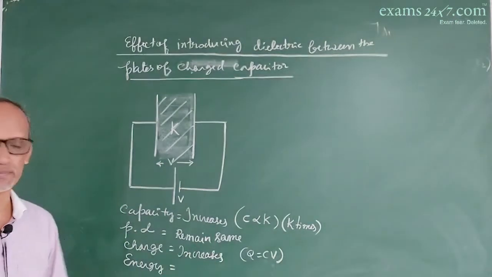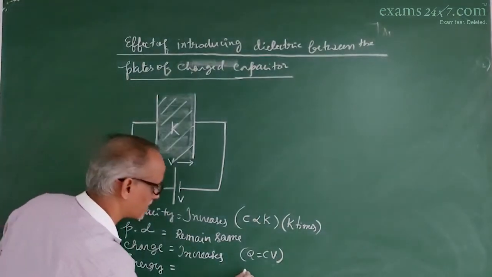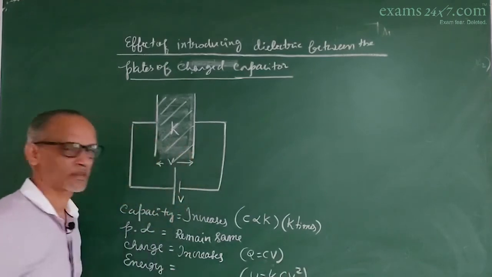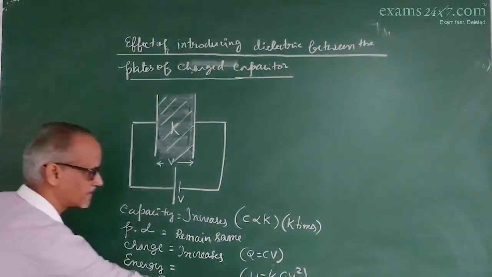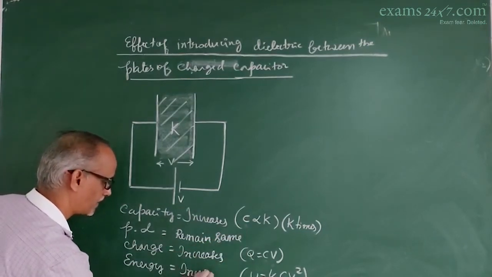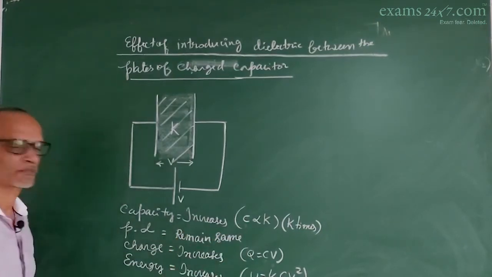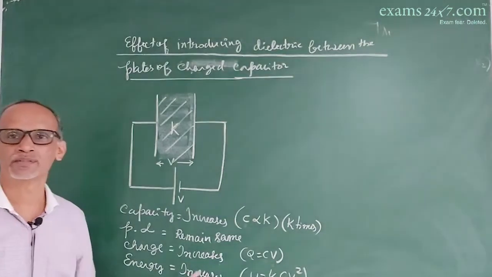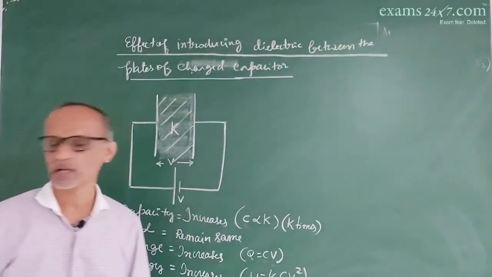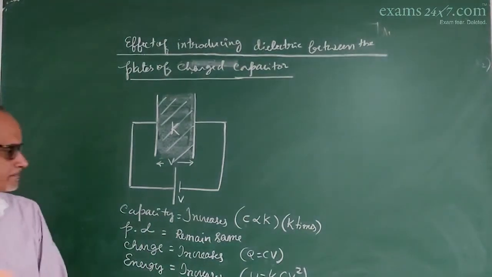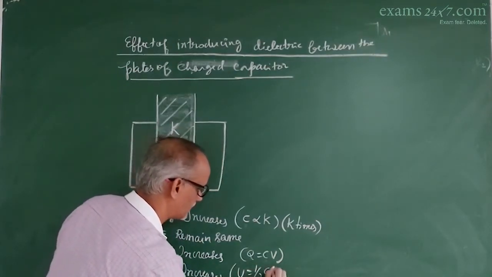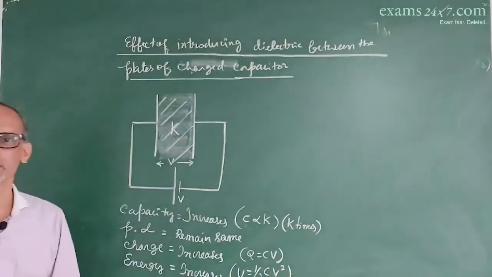So what about energy? I can use the various formats of the energy. I will use U is equal to half CV square. Here V is the same. C increases. Therefore, energy also increases by the same factor, which is K times, because U is equal to half CV square.